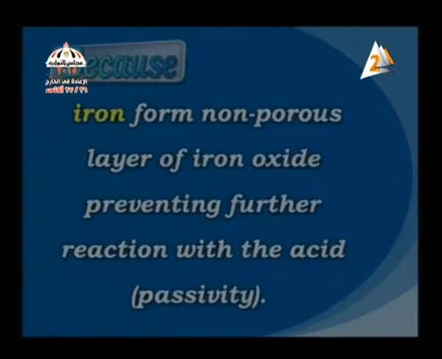The reason for that, because the iron forms non-porous layer of iron oxide preventing further reaction with the acid, that we call passivity.